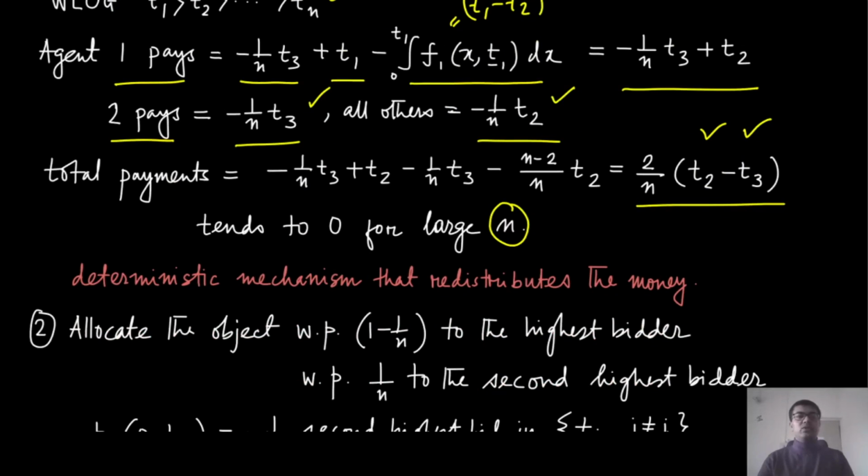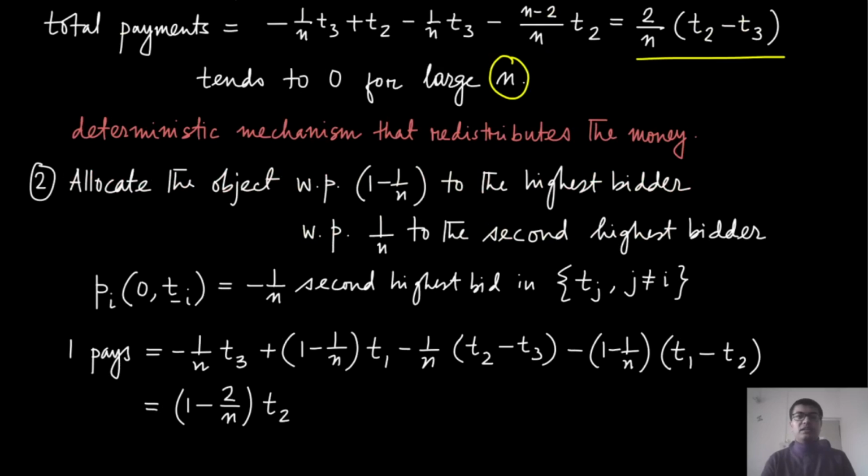But let us now look at a mechanism which does a randomized allocation of the object. Unlike the previous mechanism where we were deterministically giving the object to one player, in this case we are allocating this object probabilistically. So to the highest bidder, it is allocated with probability 1 minus 1 by n. And the second highest bidder also has a very small probability of getting that object, which is 1 by n.